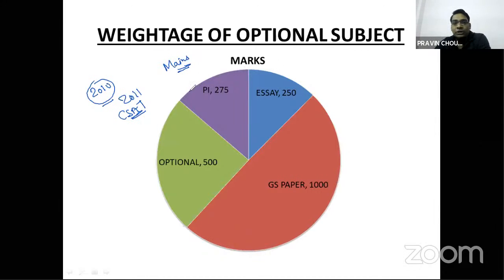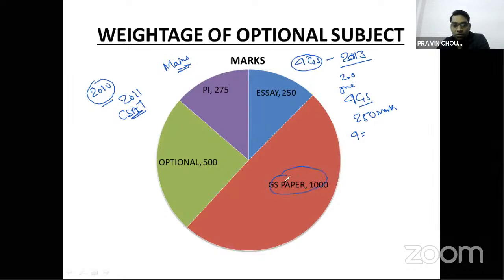As you know, there are a total of 4 GS papers. This was the new syllabus introduced in 2013. In 2013, UPSC again changed its syllabus in mains examination. Instead of 2 optional subjects, now we have only 1 optional subject and 4 GS papers. Each GS paper carries 250 marks. So the total marks of the 4 GS papers become 1000 marks.